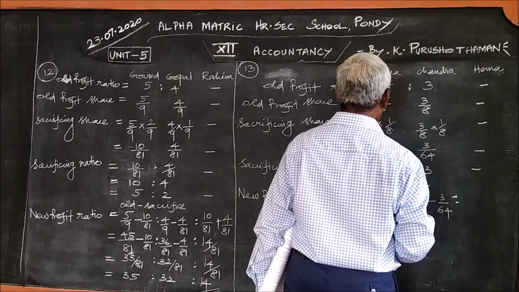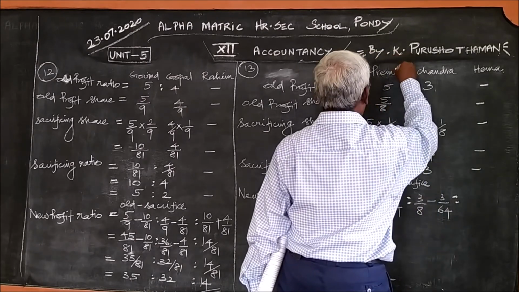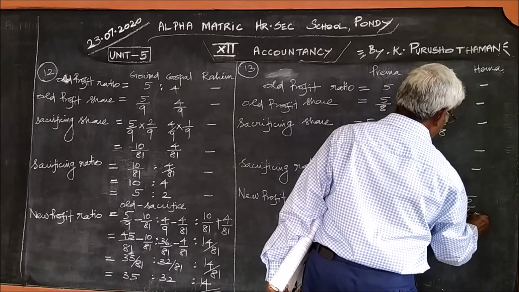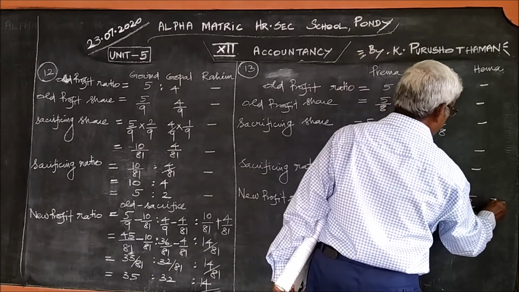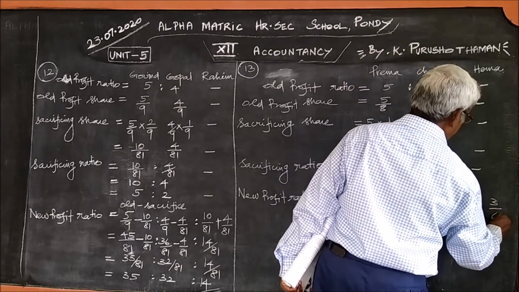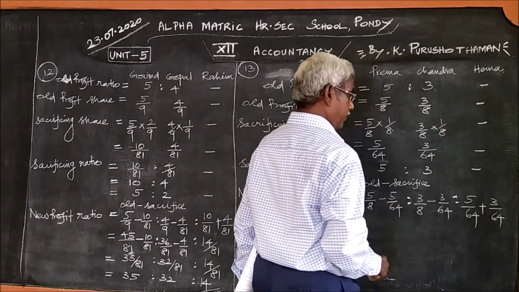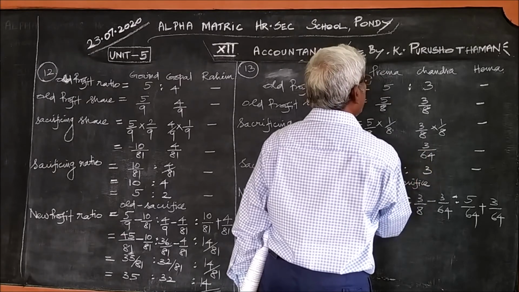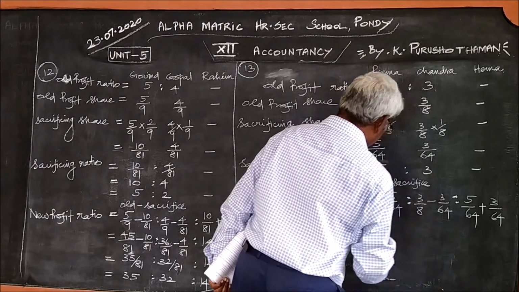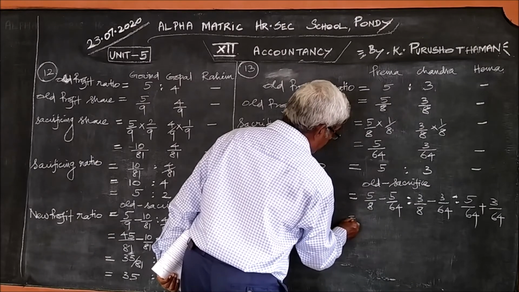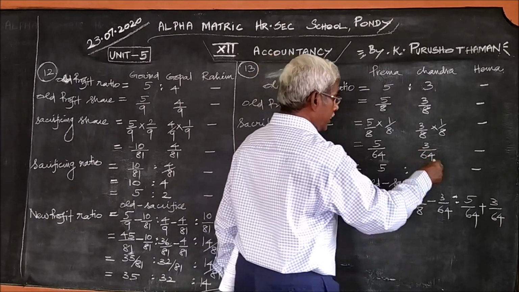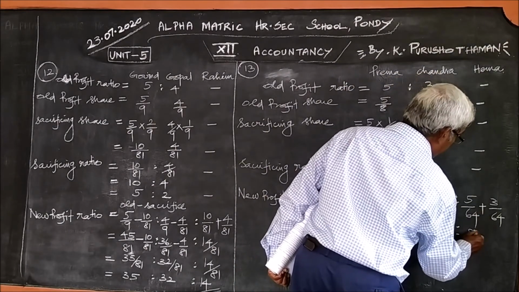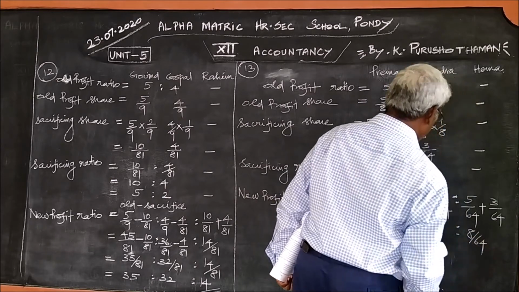How much does Hema receive from Prema? 5 by 64 is received by Hema, and from Chandra 3 by 64 is received by Hema. So 5 by 64 plus 3 by 64 is what Hema receives in total. Here the denominators are equal, so we can write 5 plus 3, 8, 8 by 64.